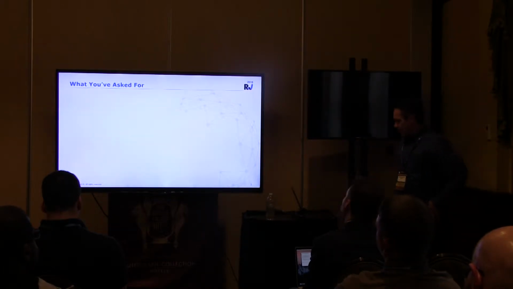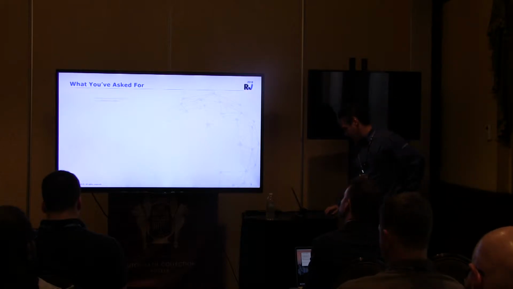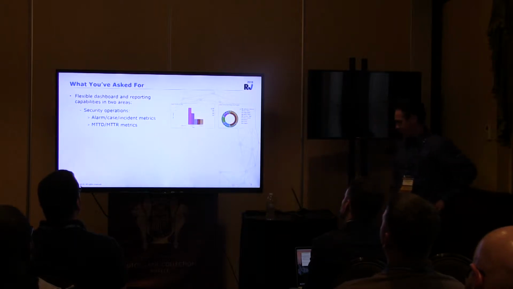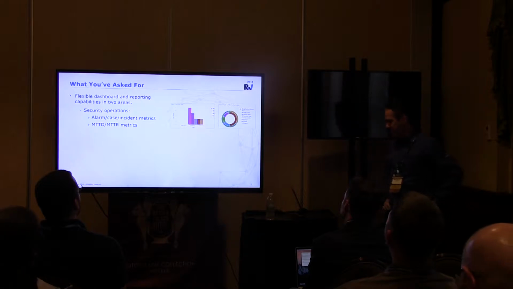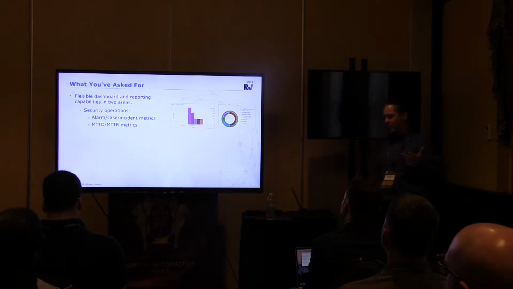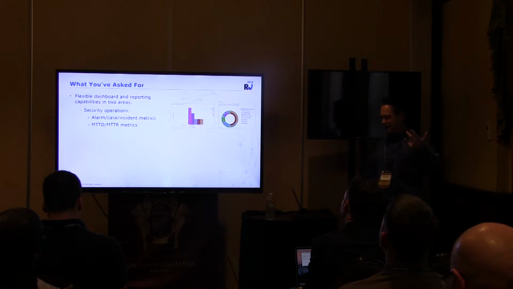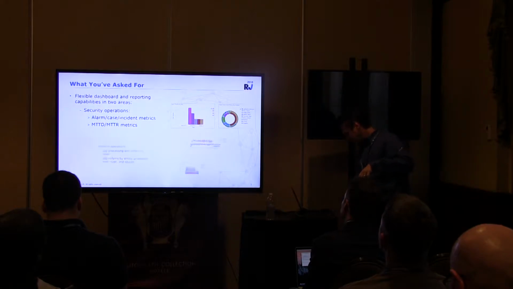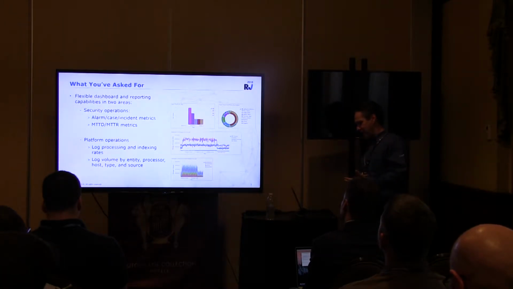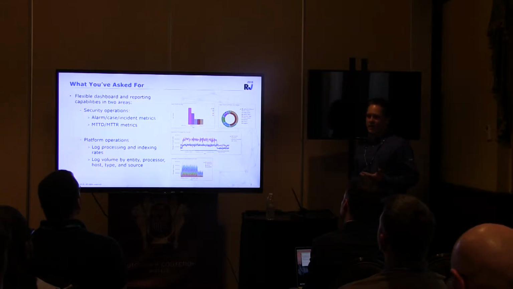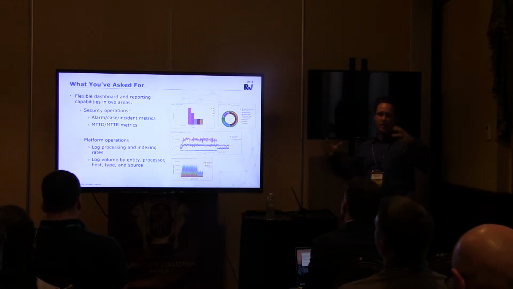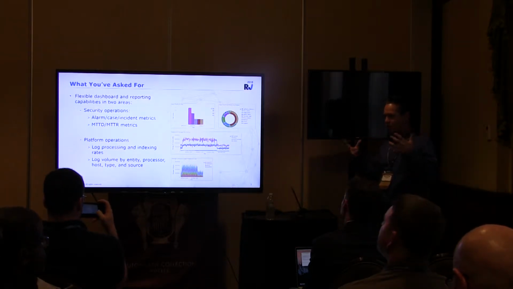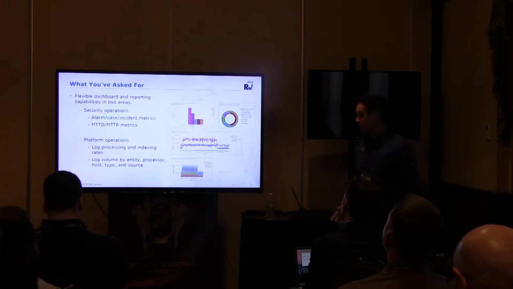Over the years, we've heard a lot of requests for data. Two big data sets you've asked us for are security operations data. You want to get at our alarm, case, and incident metric data, so you can run your own analytics and do your own SLA calculations on it. You also wanted to get at your platform operation data. So this is log processing and indexing rates. How many logs am I collecting in my deployments, per entity, per data processor, per host. Right now there's very limited ability to see that kind of information.